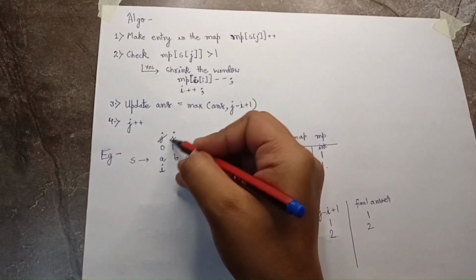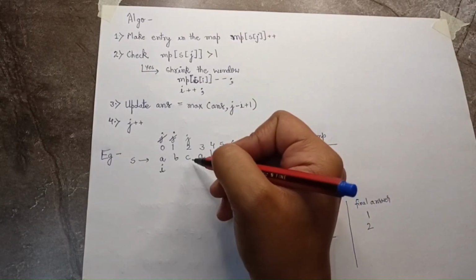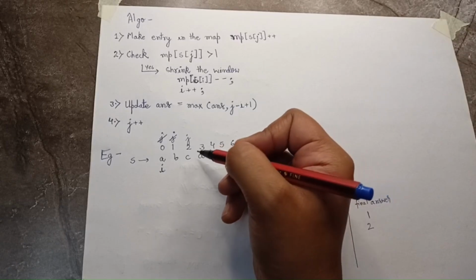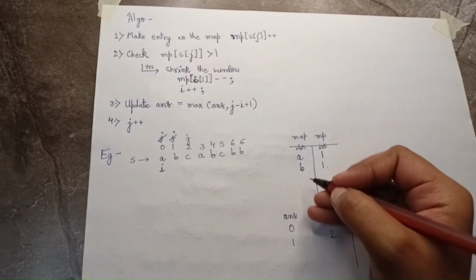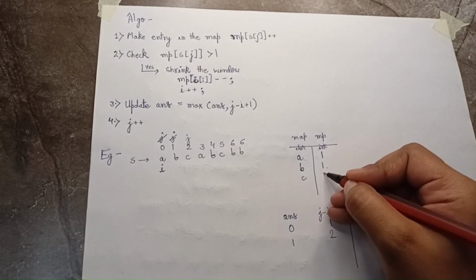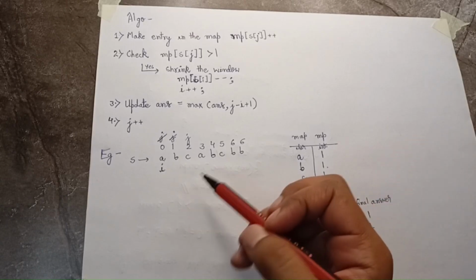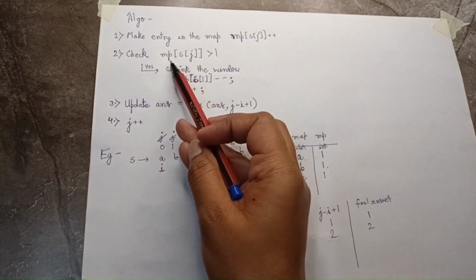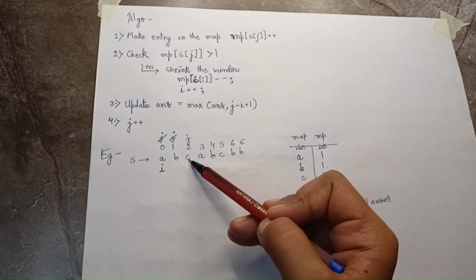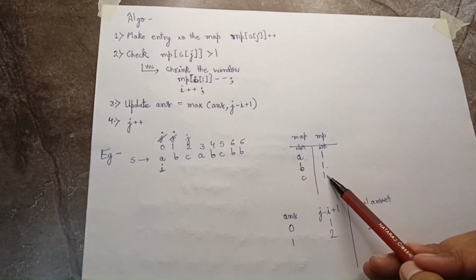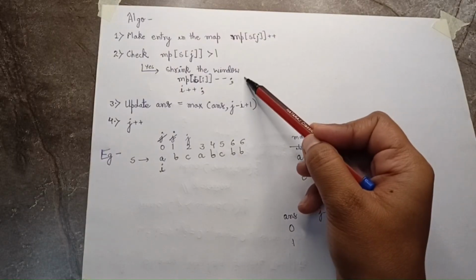j will move to the next iteration. Now j points to c. We'll simply make an entry of it. c is 1. Is MP of S of j greater than 1? No, it's not. So there is no need of shrinking the window.